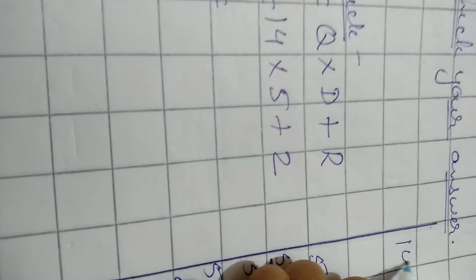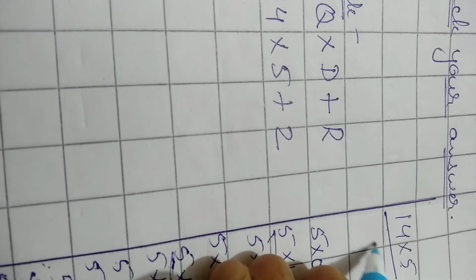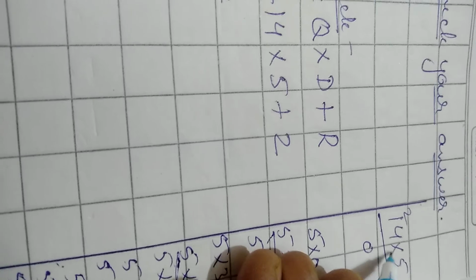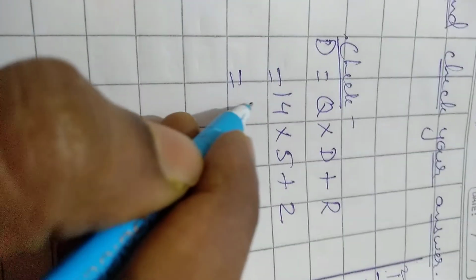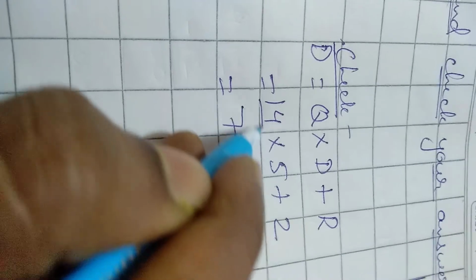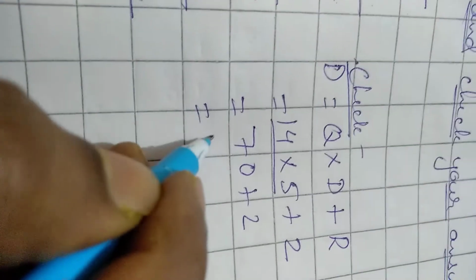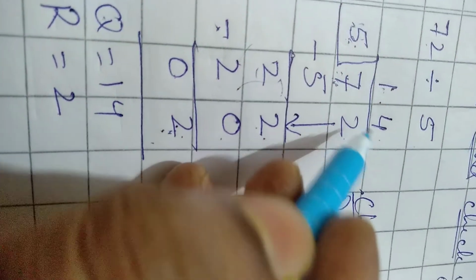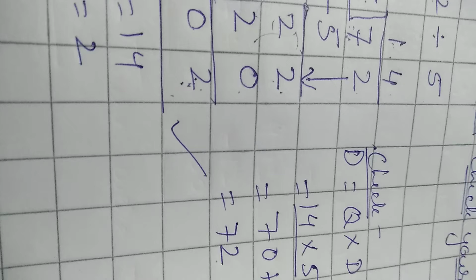14 table, if you know, that is okay, but if you don't know, we will do it here. 5 fours are 20, write 0, carry 2. 5 ones are 5, 6, 7. It's 70. Okay, it is 70. 14 times 5 is 70, plus 2 is equal to 72. Okay, 72 is our dividend. It means our division is done, it is correct.